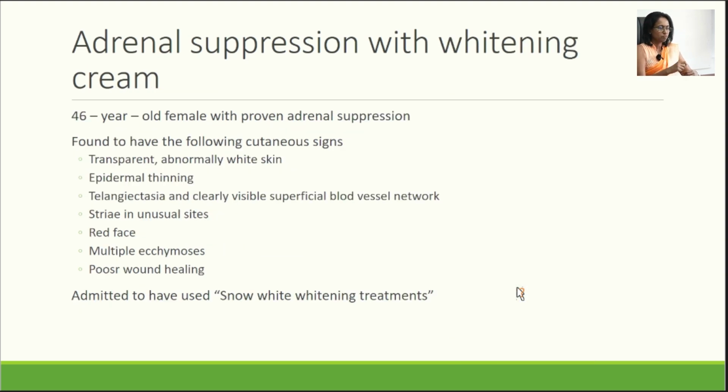Okay. The second one is a woman in her 40s. These were the cutaneous signs. I didn't feel like taking a photograph. Like, she looks so pathetic. I didn't want to ask her for photography. Transparent, abnormally white skin, epidermal thinning, telangiectasia. I mean, you could see the blood vessel network.